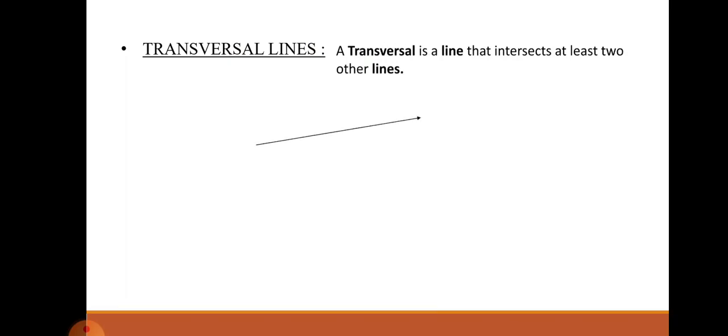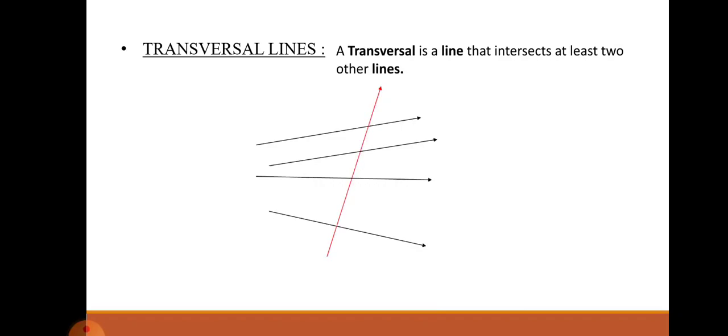Now we are going to deal with transversal lines. What is a transversal? A transversal is a line that intersects at least two other lines. You can observe here: this is one line, second line, third line, fourth line. Now, the red line is cutting all four lines, and that is known as a transversal line. So a line which cuts different lines is known as a transversal line.